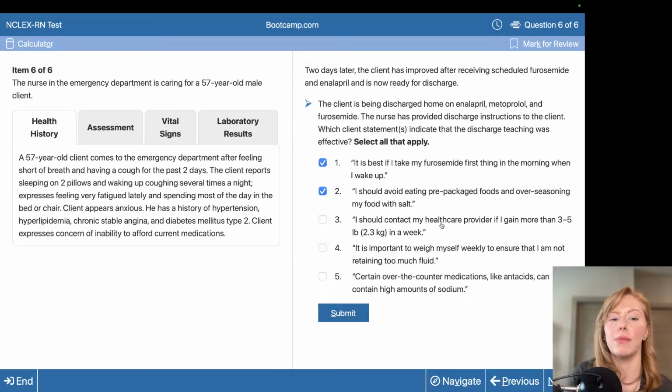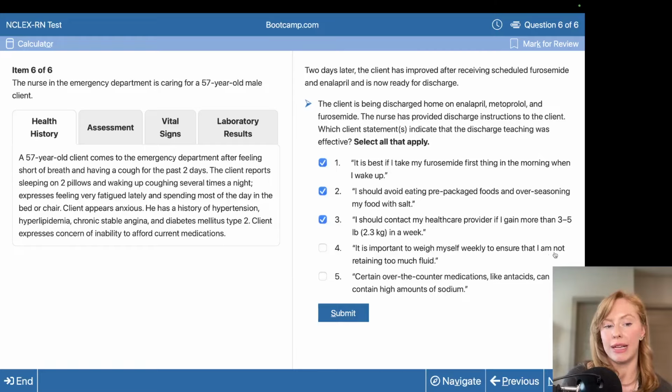Then I should contact my healthcare provider if I gain more than 3 to 5 pounds or 2.3 kilos in a week. Is that true or false? Yes, Catherine says yes. I agree, because you can't really gain fat that quickly if you have weight gain that rapid in a heart failure patient. That tells you that they are going into fluid overload and they're at risk for decompensation and being admitted to the hospital. How about this next one?